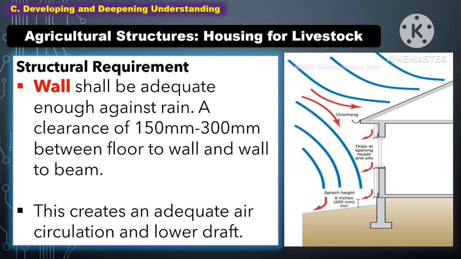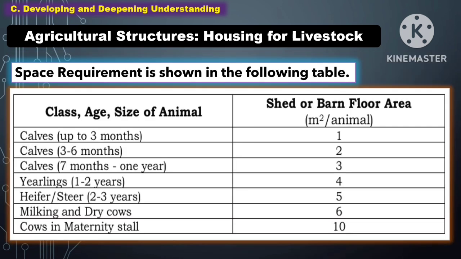Another structural requirement is the wall. The wall should be adequate enough against the rain. There should be a clearance of 150 mm to 300 mm between the floor to wall and the wall to beam. This creates adequate air circulation and lower draft. The following are the space requirements.